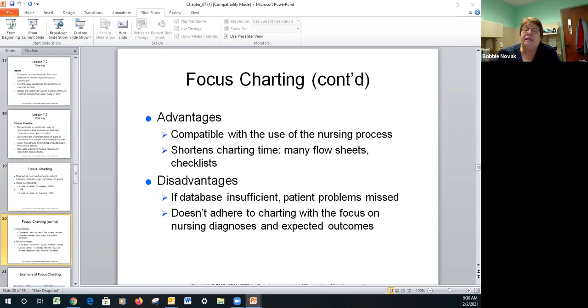The advantage is it's compatible with the nursing process and it shortens charting time, okay? But there are lots of flow sheets and checklists. But if we don't have a sufficient database, which we get through our assessments, the patient problems could be missed. And it's not adhering to charting with focus on nursing diagnosis and expected outcomes because it doesn't tell us what the plan is. It doesn't tell us what our goal is.